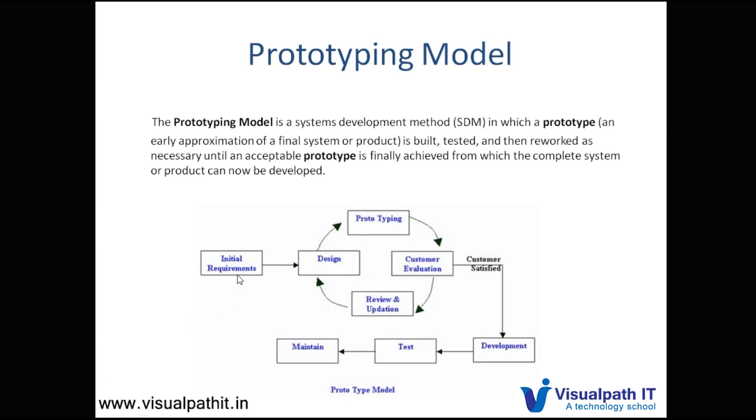So once we get the requirements, then we design it, we make a prototype of it, we get it evaluated by the customer, and after the review we will update, and again the cycle keeps on going till we get a green signal from the customer that now they are satisfied with the product. After that we will go for full development, testing, and then maintenance.